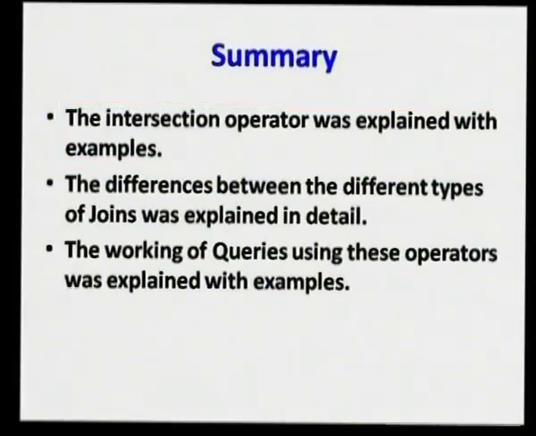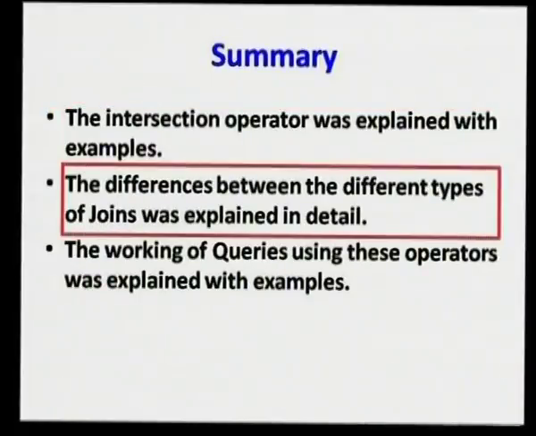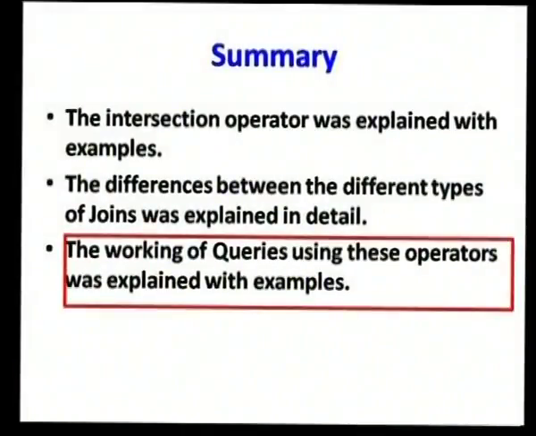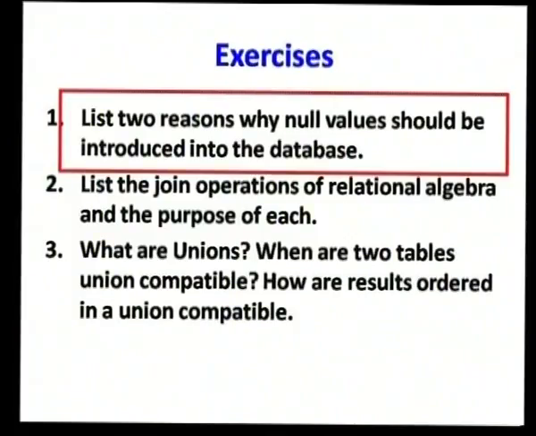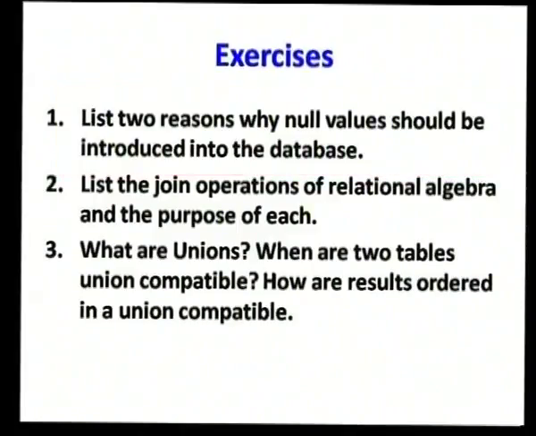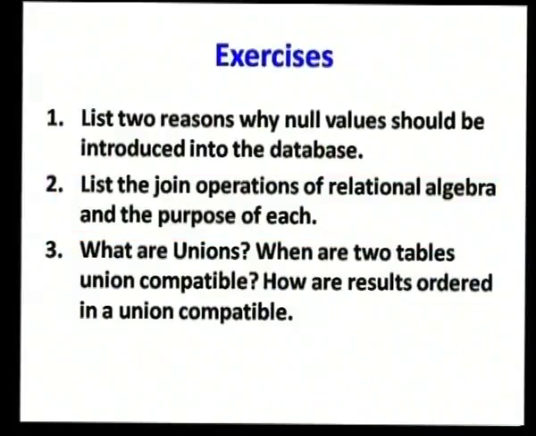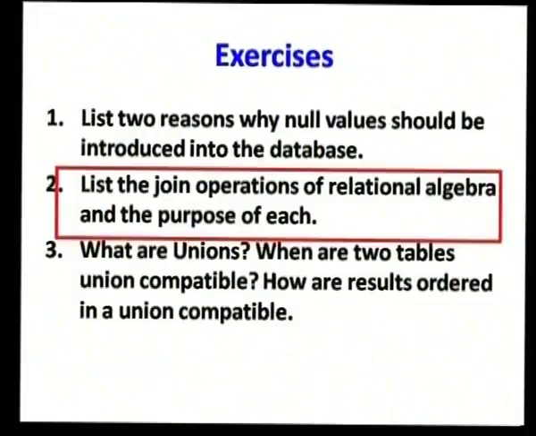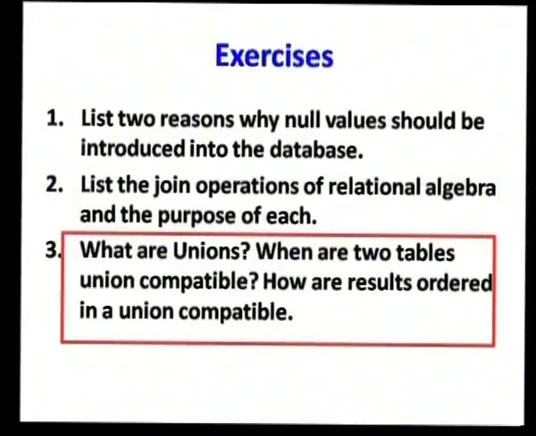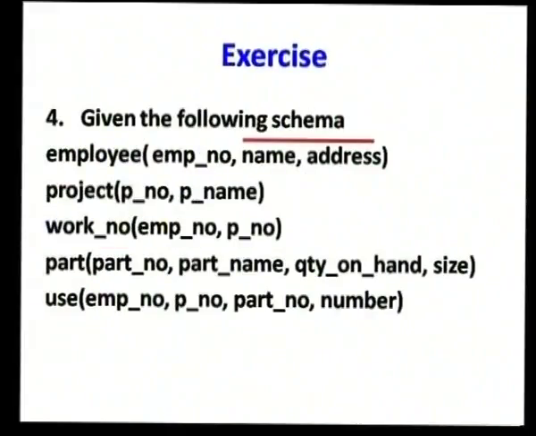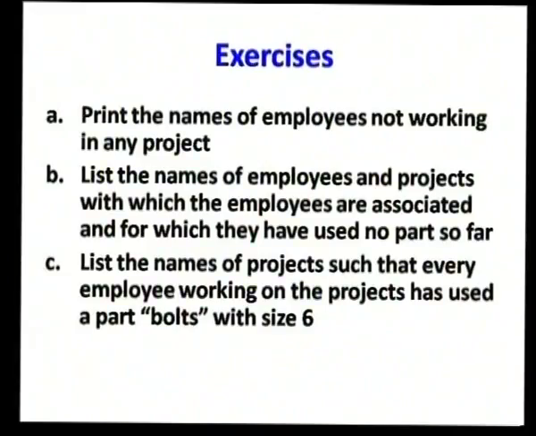So, in this lecture we have seen the intersection operation and the differences between the different types of joins, which have been explained in detail, and the working of the queries has been explained. Now, I want you to do the following exercises. List 2 reasons why null values should be introduced into databases, as we saw in the outer join example. List the join operations of relational algebra and the purpose of each. And what are unions, and when are two tables union compatible? I have also given you the same schema we saw, with some additional queries for that particular schema.